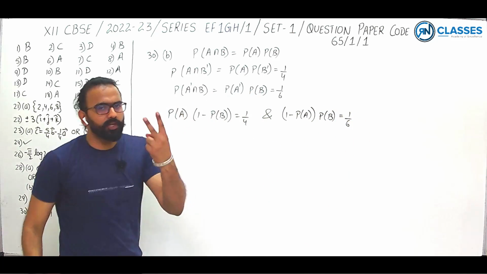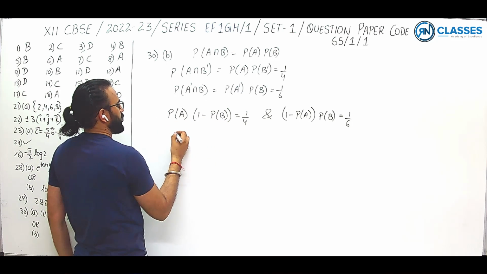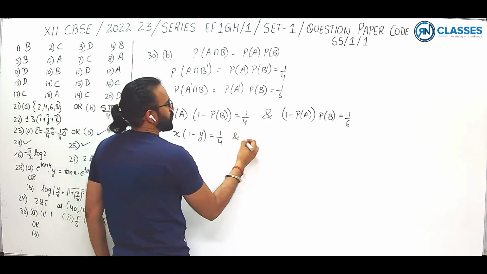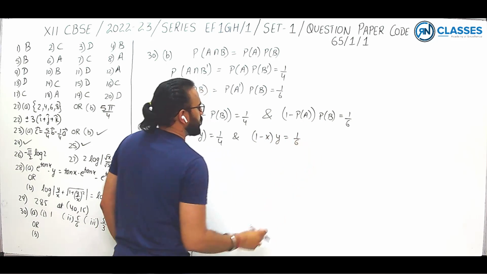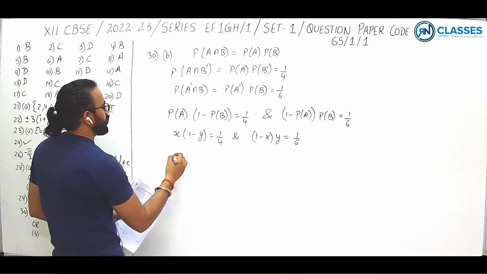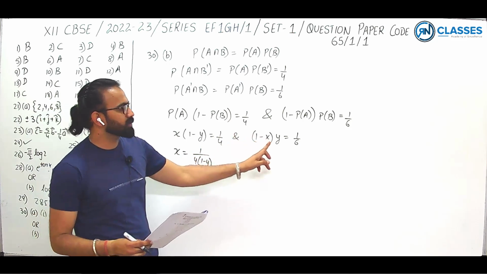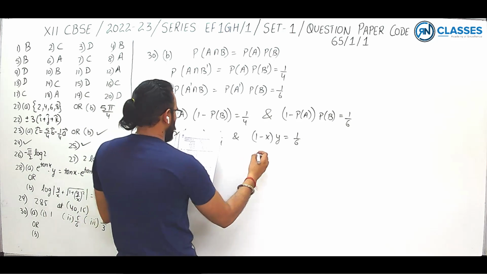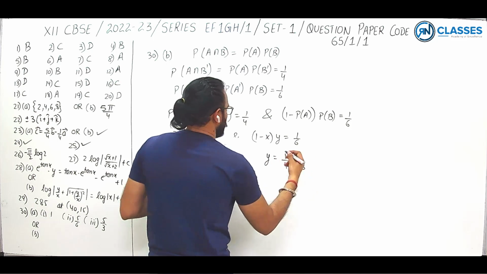If you pay attention, there are two equations and two unknowns, so to make it easy I will consider P of A as X and the probability of B as Y. From here, I can find the value of X in terms of Y. So X turns out to be 1 by 4 into (1 minus Y). As soon as I substitute the value of X in terms of Y, you will get a quadratic in terms of Y, and solving that quadratic, you will get two values of Y. They are 1 by 4 or 2 by 3.